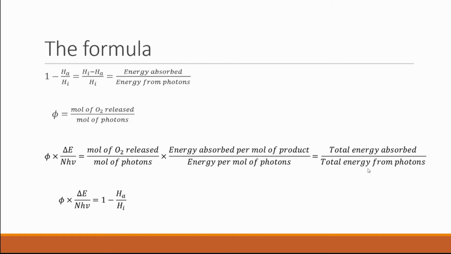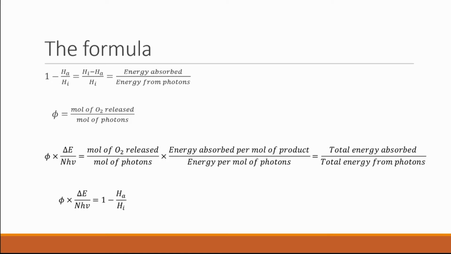If you compare this equation with this equation, you'll notice that they're exactly the same. So you can equalize them together. So 1 minus HA over HI is equal to phi multiplied by delta E over NHV. Again, HA and HI is a value that you have calculated already through this experiment here.